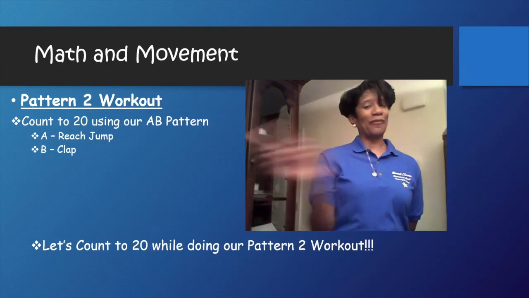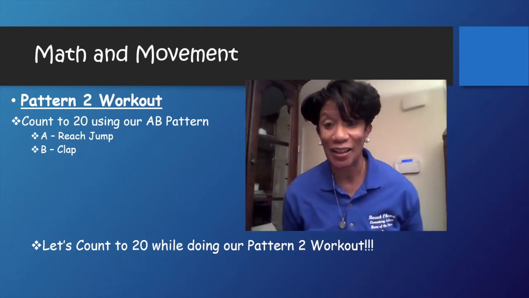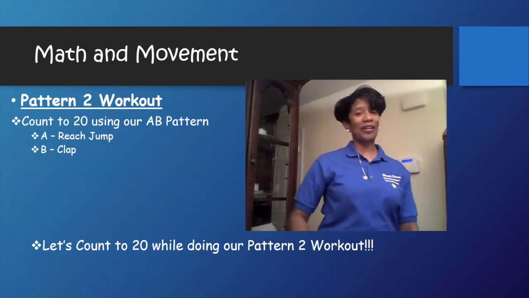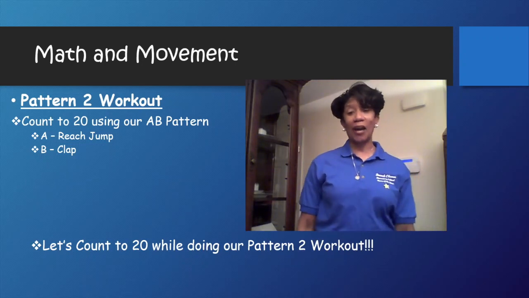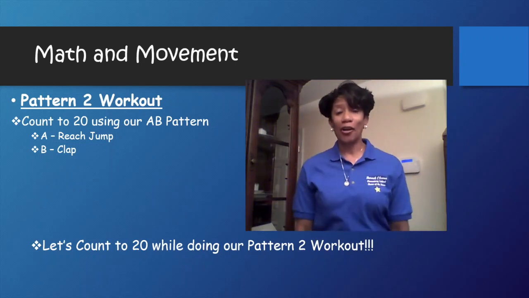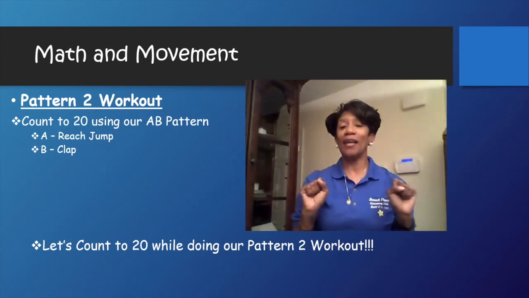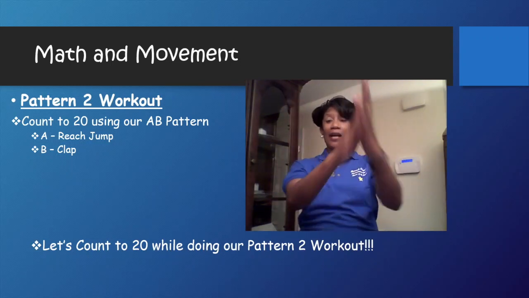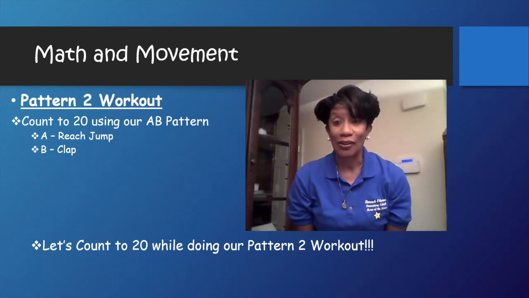So before we get going, getting our brains all warmed up, we're going to do a little bit of getting our bodies warmed up. We're going to do some math and movement. And today we're going to do what I call pattern 2 workout. Our pattern 2 workout means we have an A-B part of our pattern. The A of our pattern is going to be our jump and reach. And then our part B of our pattern is going to be a clap. So we're going to go A, B. And while we're doing that pattern, we're going to count to 20 by ones.